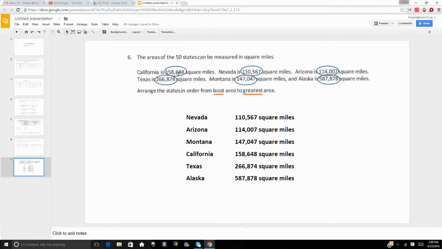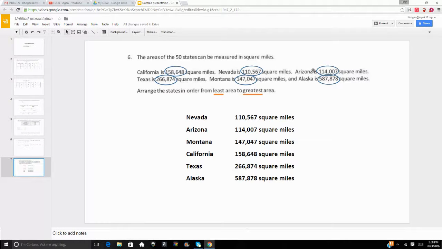And let's see, they all have 6 digits, don't they? We have 100,000, 100,000, 100,000, 200,000, 100,000, 500,000. Well, what we do know is that the greatest would be Alaska because that has 500,000. So we know that Alaska is going to be the largest, cover the largest area. And then we have 100,000, 100,000, 100,000, 200,000. Well, we know that Texas will be the next largest. So that will be on the bottom as well.